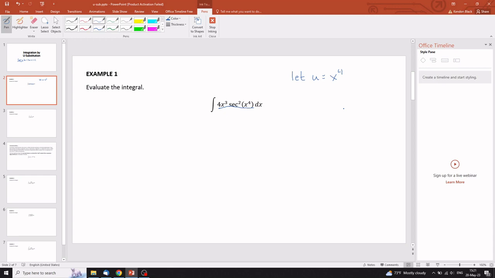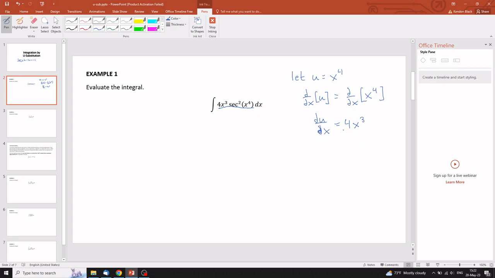Step two is we're going to take this equation that we just made, u equals x to the fourth, and we're going to differentiate both sides with respect to x. So d/dx of u equals d/dx of x to the fourth. The derivative of u with respect to x is just du/dx. And the derivative of x to the fourth with respect to x is 4x cubed using the power rule.